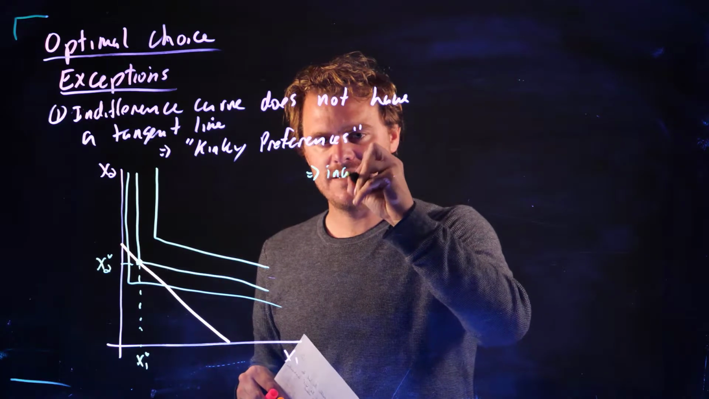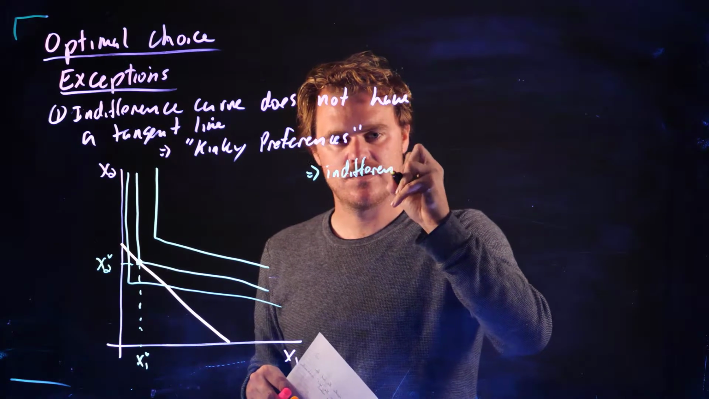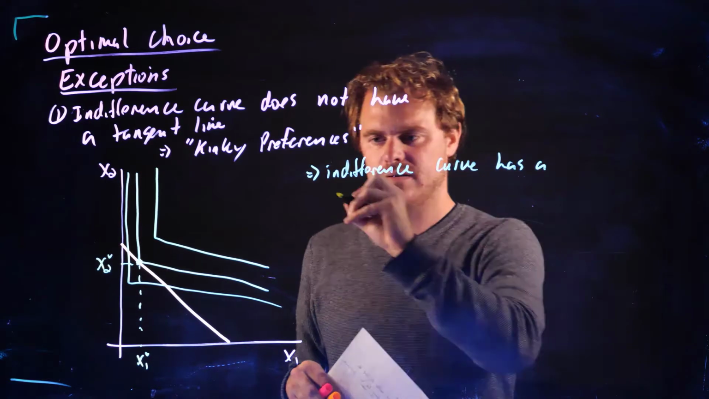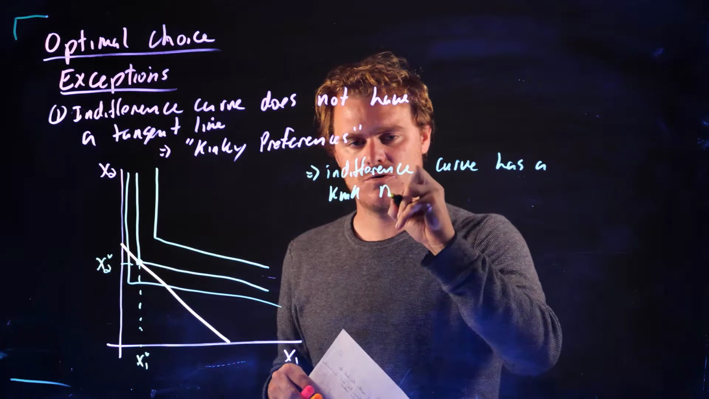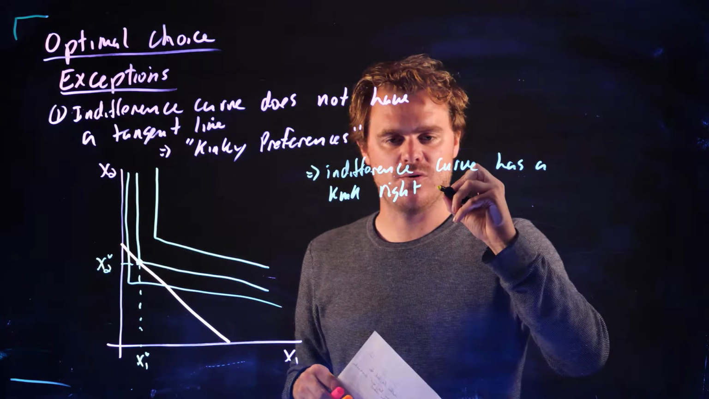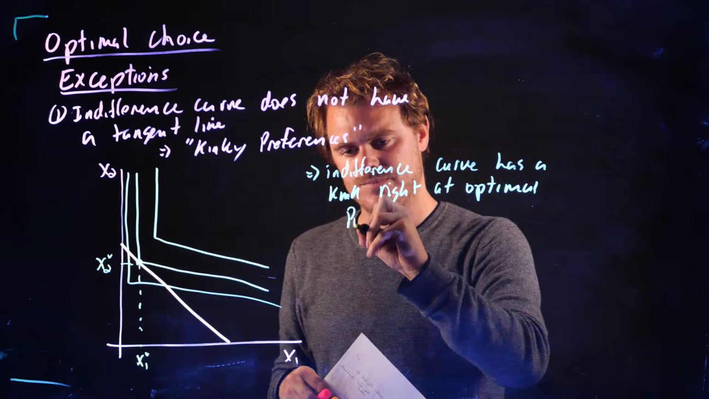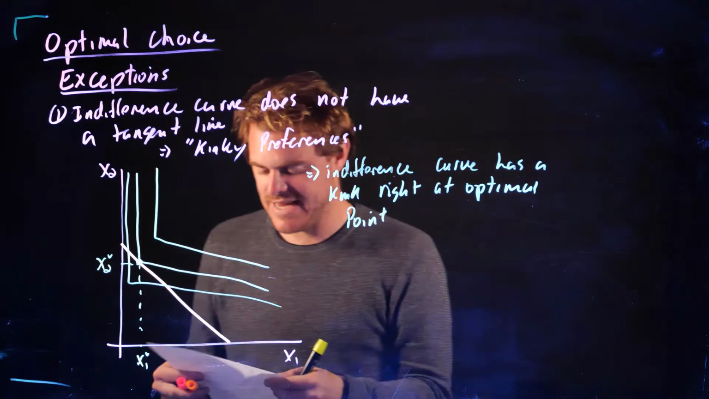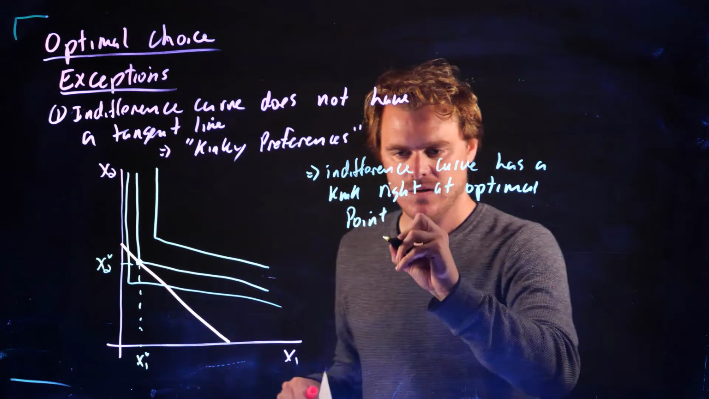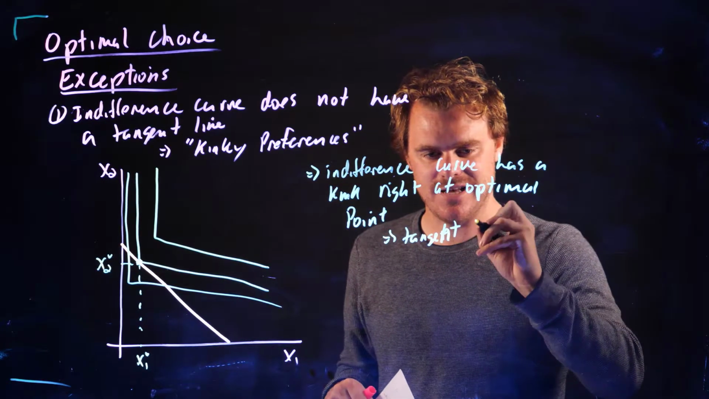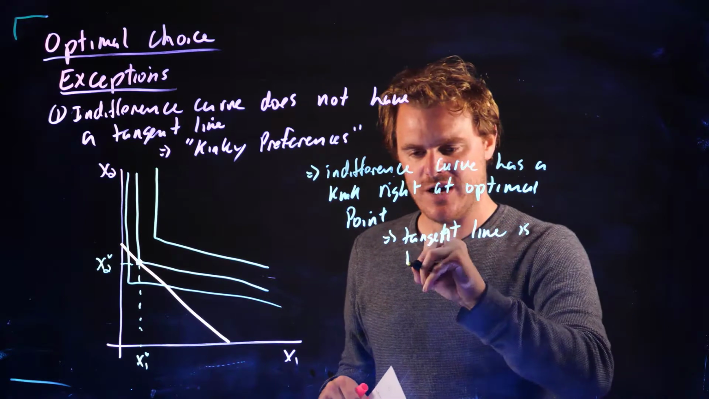So here the indifference curve has a kink right at the optimal point. And so there is no tangent line, right? The tangent line is not defined.